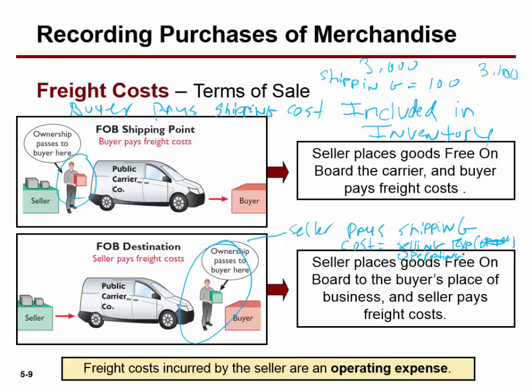So it is part of the cost of inventory. Yeah, anything that you have to pay to get that asset to your place, tariffs, everything is part of the cost of the inventory. Anything you have to pay to get that inventory, that asset, whatever it is, to where you can use it.